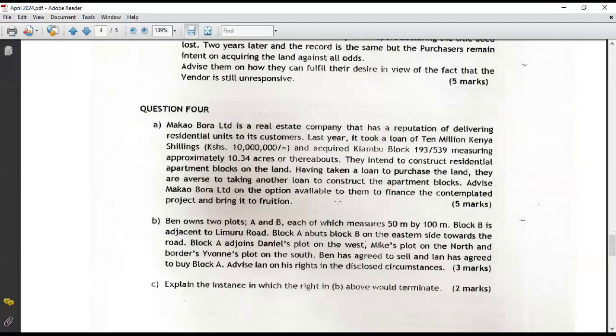Okay, so let me read the question. This is a question for April 2024. Macabora Limited is a real estate company that has a reputation of delivering residential units to its customers. Last year, it took a loan of 10 million shillings and acquired Kiambu Block 193/539, measuring approximately 10.34 acres or thereabout. They intend to construct residential apartment blocks on the land. Having taken a loan to purchase the land, they are averse to the taking of another loan to construct the apartment blocks. Advise Macabora on the options available to them to finance the contemplated project and bring it to fruition.